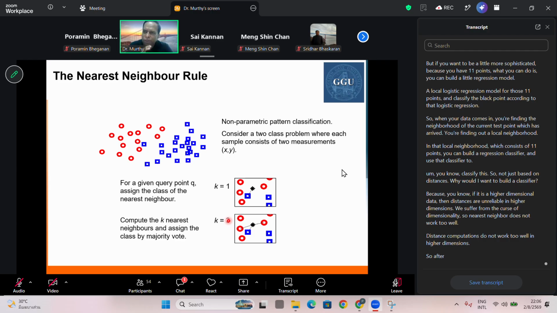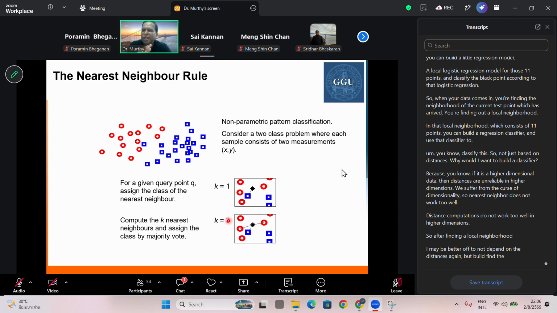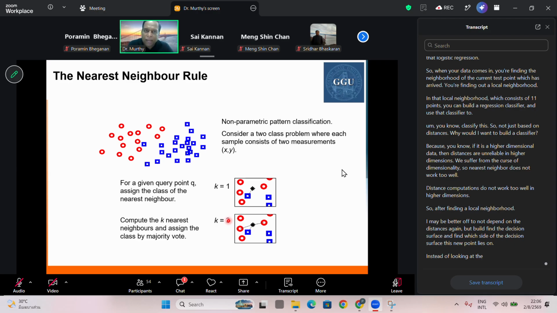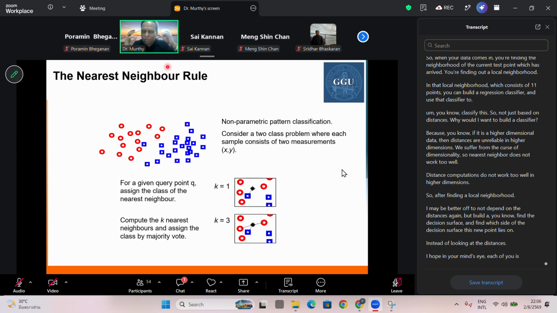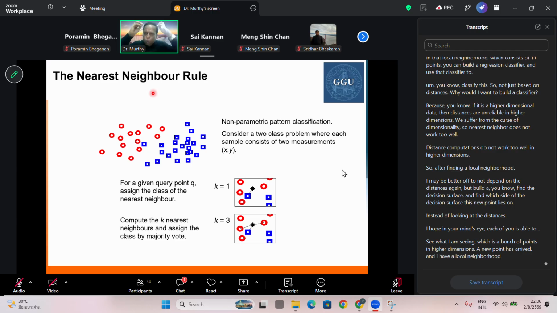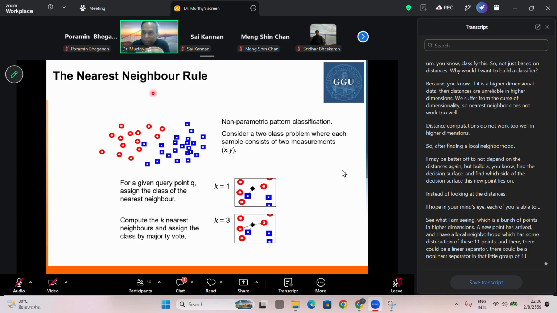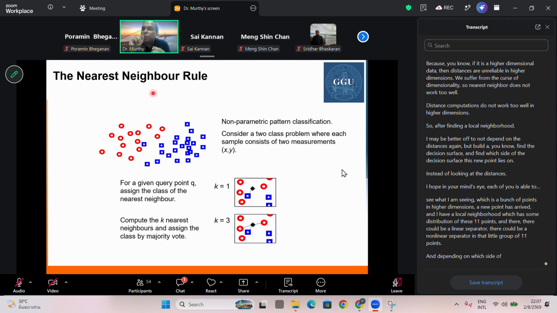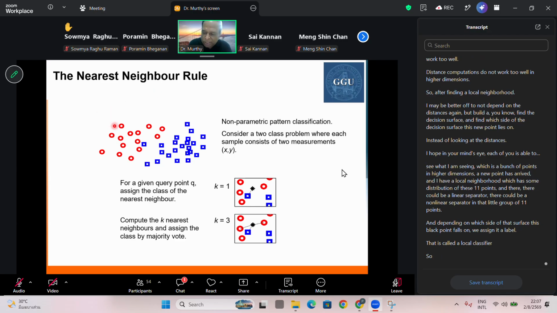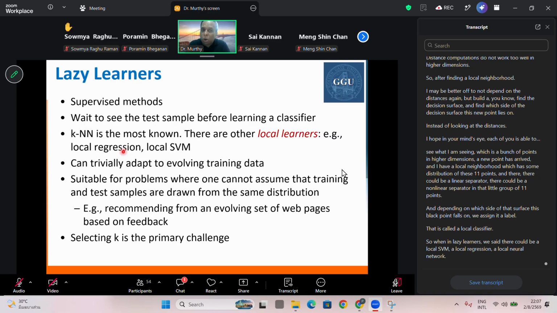So after finding a local neighborhood, I may be better off not depending on the distances again, but finding the decision surface and finding which side of the decision surface this new point lies on. I hope in your mind's eye, each of you is able to see what I am seeing, which is a bunch of points in higher dimensions. A new point has arrived, and I have a local neighborhood which has some distribution of these 11 points. There could be a linear separator, there could be a non-linear separator in that little group of 11 points. Depending on which side of that surface this black point falls on, we assign it a label. That is called a local classifier. So in lazy learners, we said there could be a local SVM, a local regression, a local neural network. These things are possible. All of them are lazy learners.